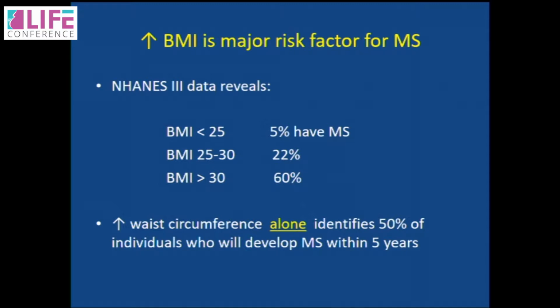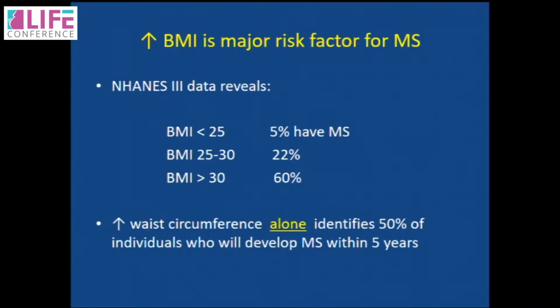So what are the risk factors for metabolic syndrome? Not surprisingly, an increased BMI is probably the major risk factor. The NHANES data reveal that for people who have a BMI of less than 25, the risk of having metabolic syndrome is about 5%. For a BMI between 25 and 30, it becomes 22%. And when the BMI reaches 30 or more, it's 60%.